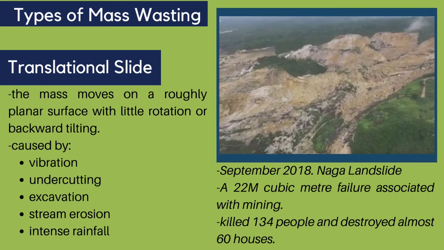Then we have translational slide. This mass waste moves on a roughly planar surface with little to no rotation or backward tilting. It can also progress over considerable distances if the surface of rupture is sufficiently inclined. As you can see, the September 2018 Naga landslide is an example of this mass waste. It was said that the area collapsed due to the extensive mining. Various concerns on the instability of the area had also been raised prior to the event.